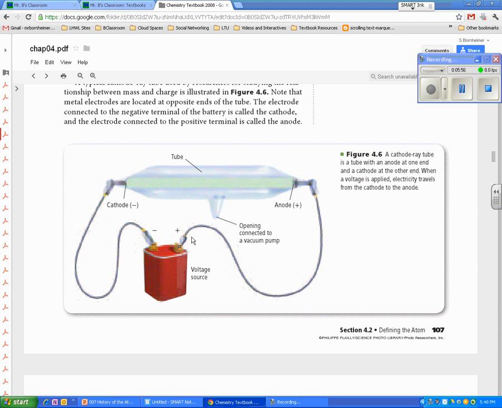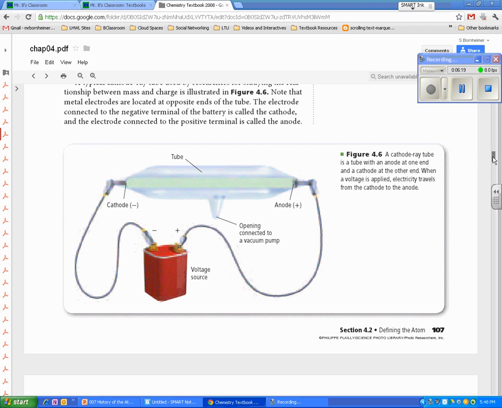Now, your standard cathode ray tube is like this diagram here, where you have a cathode on this end, an anode on this end, an opening where you can suck the air out, and here's the tube. It's just connected to voltage. And technically what happens is electrons will go from the cathode to the anode. Typically speaking, you don't actually see anything happen inside the tube.